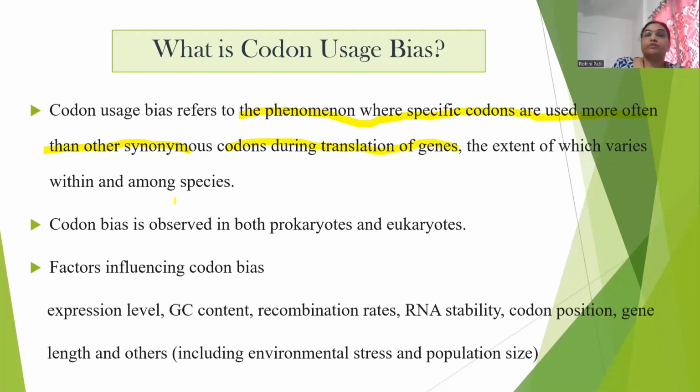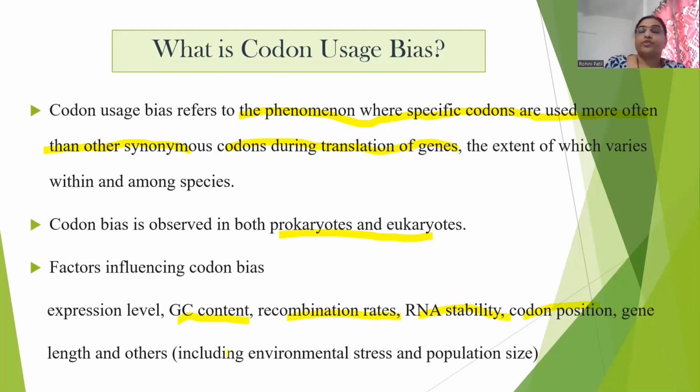And this codon use bias is observed in the prokaryotes as well as in the eukaryotes. The factors which influence the codon use bias are the expression level, GC content, recombination rate, then the RNA stability, codon position, gene length, and other factors like environmental stress and the population size.